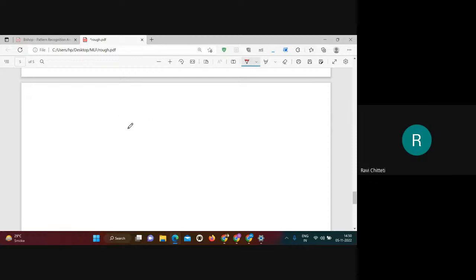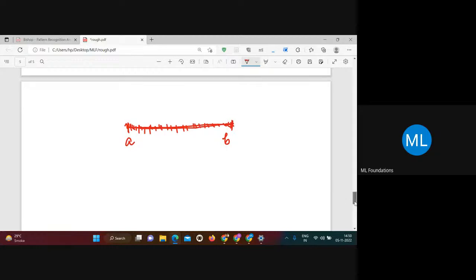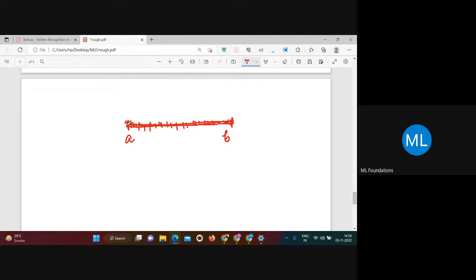So if you have a straight line between A and B, all the points on this line segment come under this convex set. You can write any such point as (1 minus lambda) times A plus lambda times B. So this is the convex set.